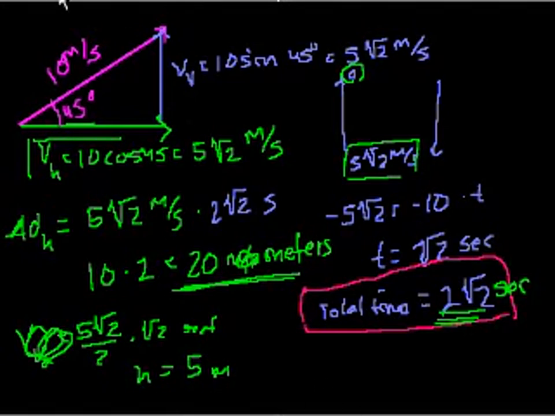So I could draw that. So let me draw my ground. It's kind of a yellow ochre ground. And I'm going to shoot something at an angle of 45 degrees at 10 meters per second. And we figured out that it will go 20 meters.